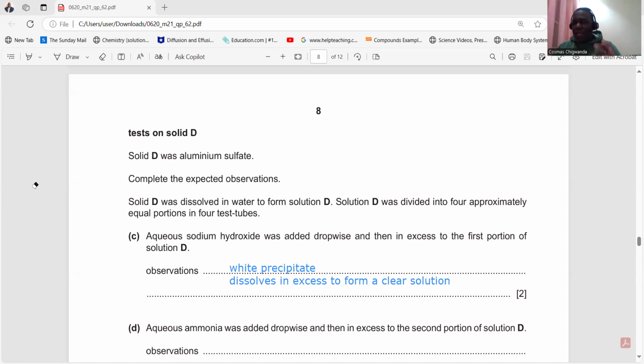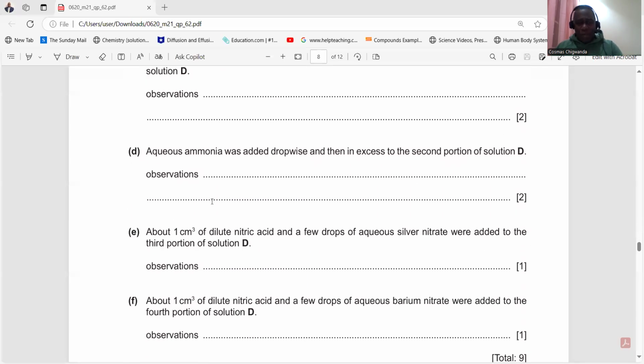Tell us what we see when you have not added excess, and then tell us what is going to happen when you have added excess of the quantity. This is the standard for ammonia, even if the question doesn't say precipitation first and then what happens in excess. So for instance, when you have ammonia now, you need to be careful, okay? Ammonia is different from sodium hydroxide.